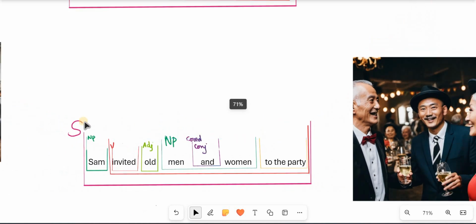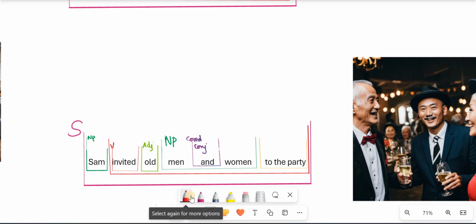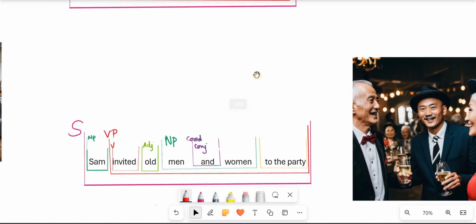And again the entire thing, invited old men and women to the party, becomes the verb phrase. This entire thing becomes the verb phrase, right? And here this adjective and men and women, again, ഈ ആഡ്ജെക്റ്റീവ് ഈ നൗൺ ഫ്രേസിനെയാണ് മോഡിഫൈ ചെയ്യുന്നത്. So this is how it is written.